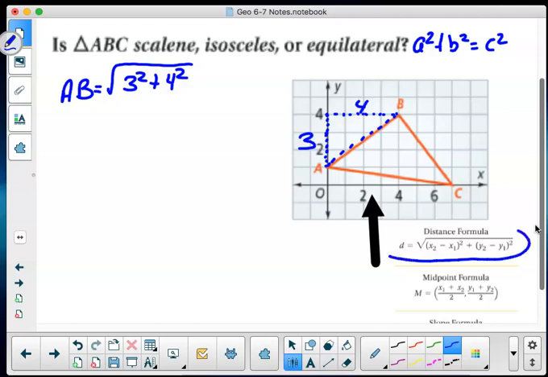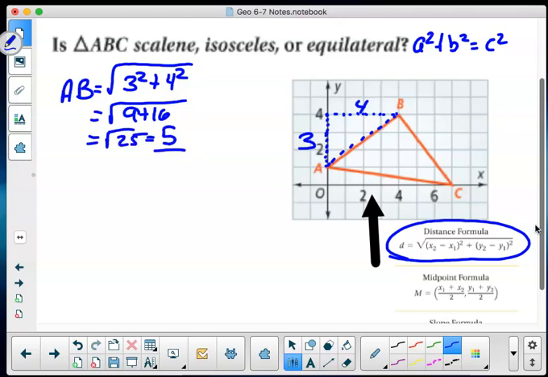And that's very much like the distance formula down here, but I didn't have to use the coordinates. I'm just finding the lengths of the sides. So we now have 9 plus 16, which is 25. Okay, and I have that AB is 5 units. Now, the next thing is BC. Now I'm just going in alphabetical order here.